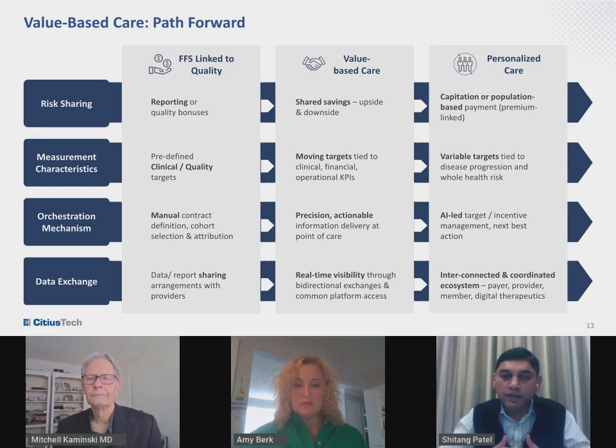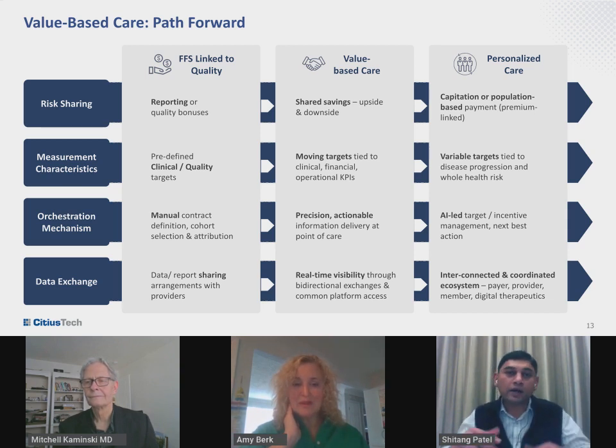Ultimately getting to personalized care in terms of the orchestration mechanism. Today there's a lot of manual components around contract definition, around cohort selection, around the definition of cohort for that matter, and certainly attribution, right? In the PCP world, it's a little bit more straightforward, but it becomes much more complicated outside of that. And there's various different methodologies used today, even for attribution. This is becoming a little bit better and a little bit more precise in terms of getting actionable information at the point of care in the value-based care world. But ultimately, this is where technology and certainly machine learning can play a significant role, not only determining the targets in terms of the how, but also managing the incentives in terms of the how.